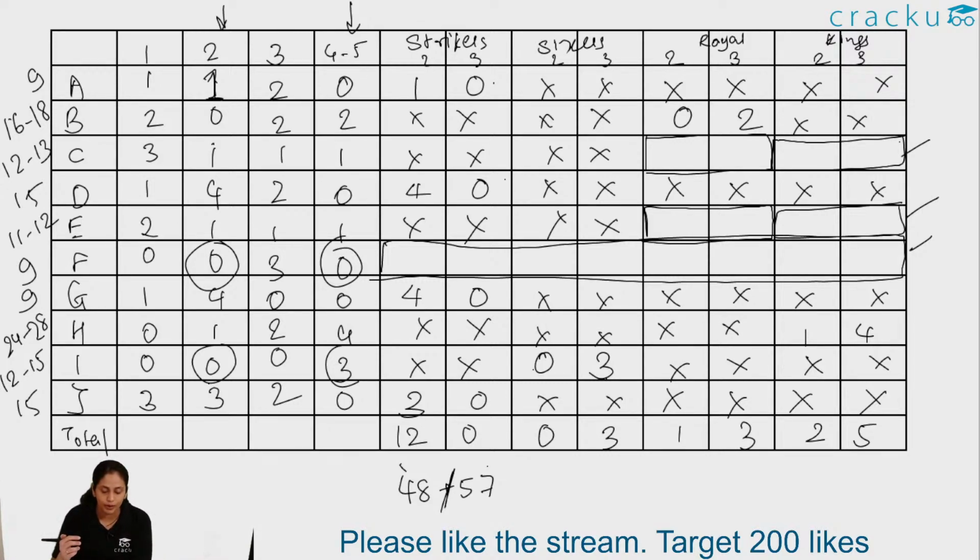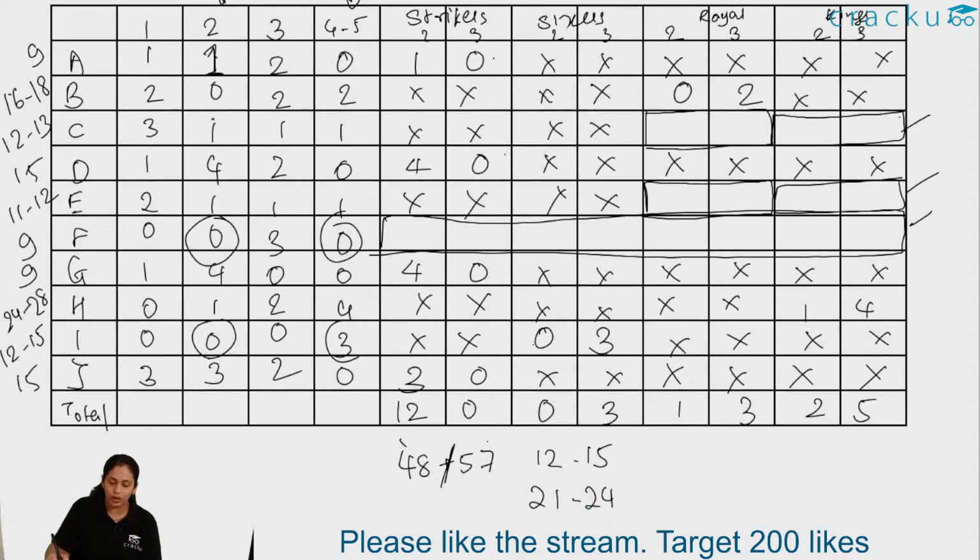For sixers, what would you have? For this team, you will have 12 to 15 points plus the 9 points from F possibly. So you can have either 12 to 15 points, or if you have those plus 9 points also, you will have 21 to 24 points. So your score for sixers can be in this particular range.